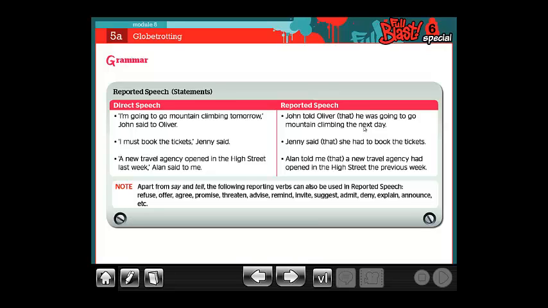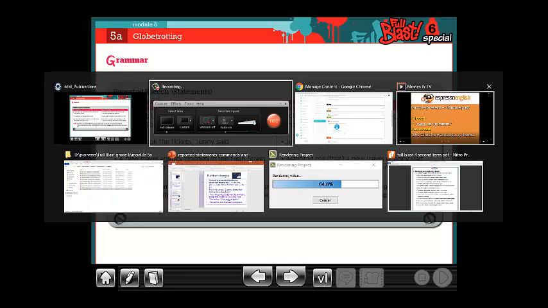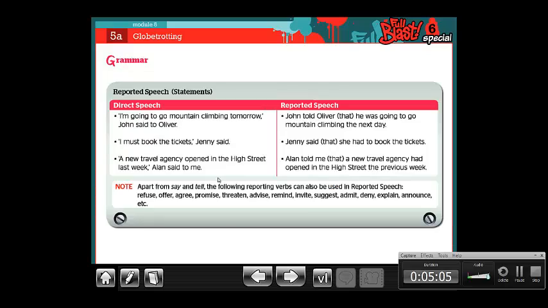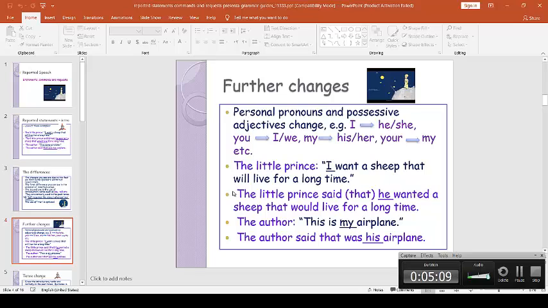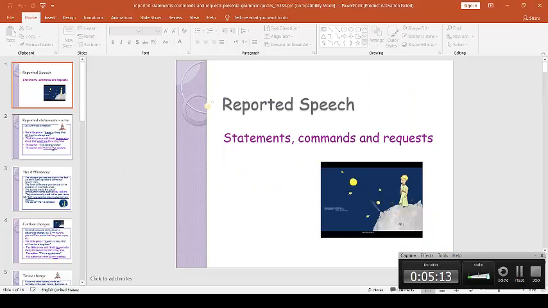And here she changed the tense of the sentence from present continuous into past continuous. Here we have any present tense, we must change it into past tense. The present simple we change into past simple, and the present continuous we change into past continuous. Okay, so here the reported speech.